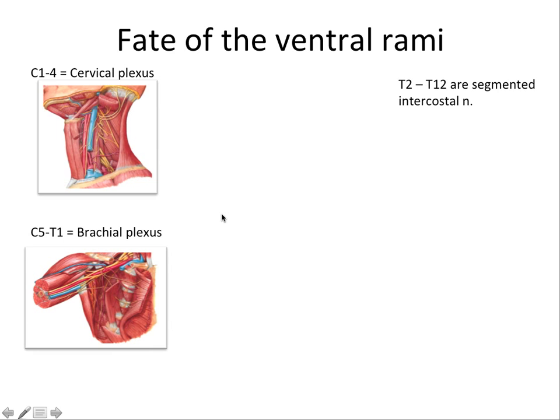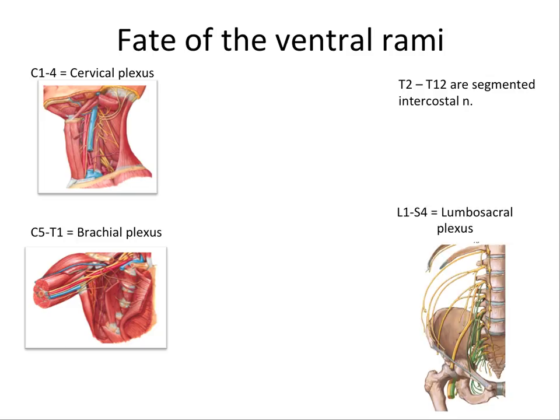The T2 to T12 ventral rami are segmented intercostal nerves, so they're not actually going to form a plexus whatsoever. They're just going to continue in their intercostal direction. Costal means rib, inter means between, so they're going to be between the ribs. L1 to S4 is going to become the lumbosacral plexus. And something that I haven't mentioned on this slide, but just for the sake of completeness, the coccygeal nerve is by itself and it doesn't form a plexus.